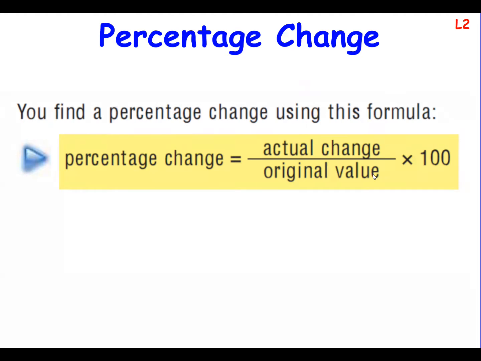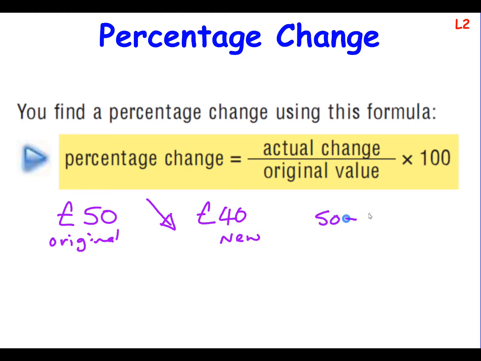For example, if I bought a jacket in the sales and my jacket was originally priced at £50 and the price is reduced in the sale to £40, then what is the percentage that it has been reduced by? So I have my original amount and I have my new amount, and I work out the difference between the two. So this actual change is £50 originally, take away the 40 that it's gone to, so we've had a £10 change. Then put these values into our little formula here.